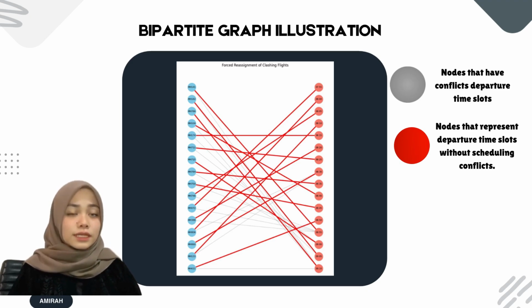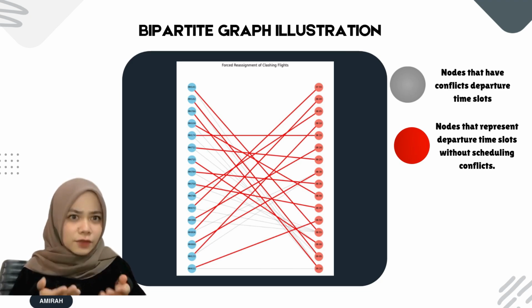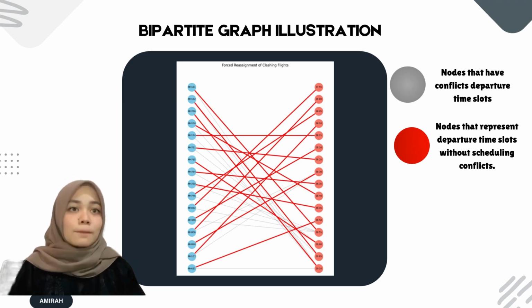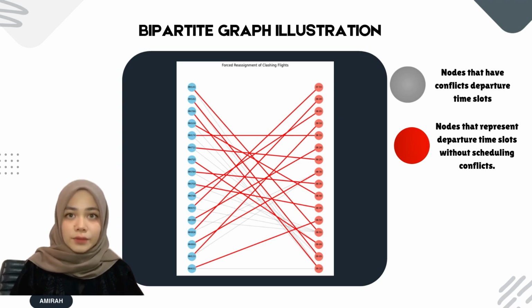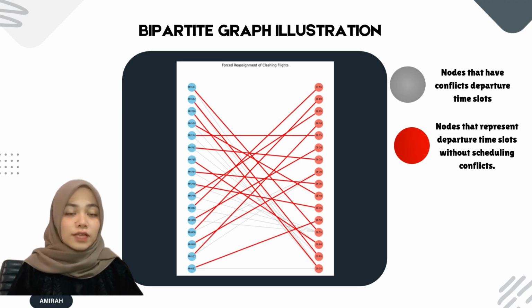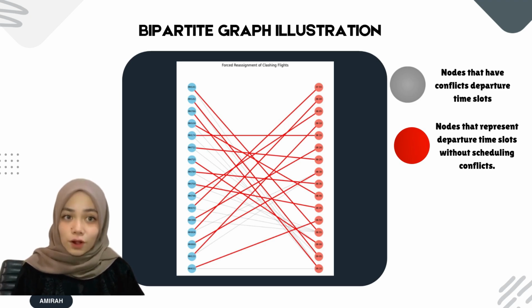In the graph, gray nodes indicate flights that are in conflict, meaning multiple flights are assigned to the same or overlapping time slots. On the other hand, red nodes represent flights or time slots that do not have conflicts, showing feasible assignments. This color distinction helps us easily identify which flights need reassignment. By presenting flights and time slots as separate vertex sets, the problem becomes a matching problem, where our goal is to assign each flight to a time slot without conflict. Overall, this graph provides a clear and systematic way to visualize and analyze scheduling conflicts.